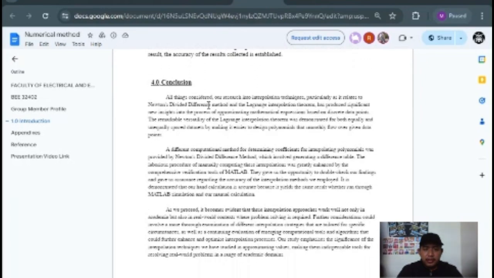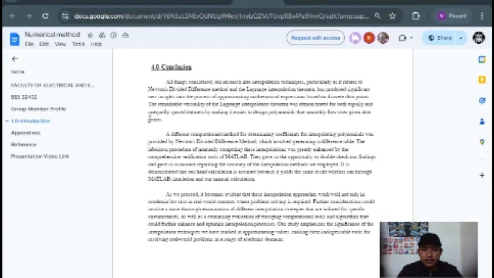And then we move to the conclusion. Our research into interpolation techniques, particularly Newton divided difference method and the Lagrange interpolation theorem, has produced significant new insight into the process of approximating mathematical expressions based on discrete data points. The remarkable versatility of the Lagrange interpolation theorem was demonstrated for both equally and unequally spaced data, by making it easier to design polynomials that flow smoothly over given data points.